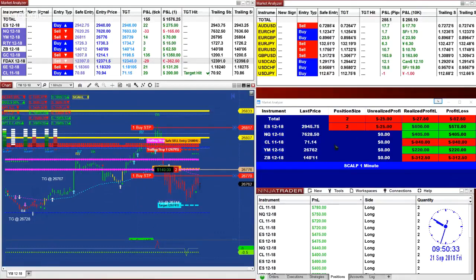And here is the scalper. Sometimes you see the scalpers are making a lot of money. Sometimes they are flat. Sometimes they are losing money. Sometimes they are making money. All I can say is, welcome to trading.